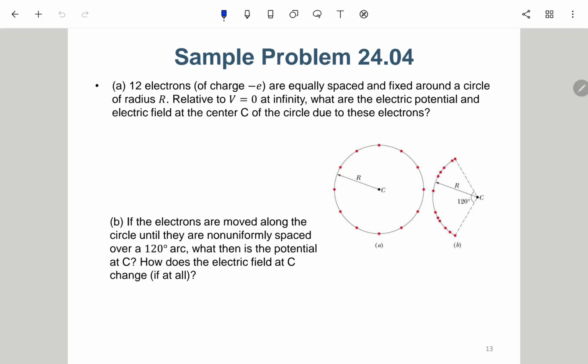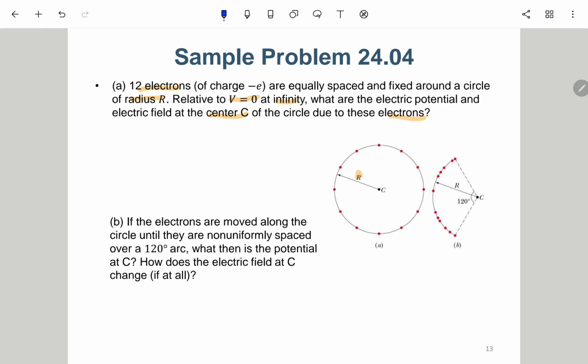Okay, so here we have another sample problem. It says 12 electrons are equally spaced and fixed around a circle of radius capital R. Relative to V equals 0 at infinity, what are the electric potential and E field at the center C of the circle due to these electrons?